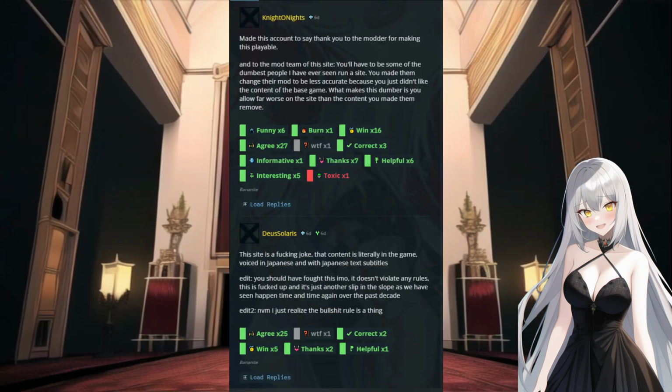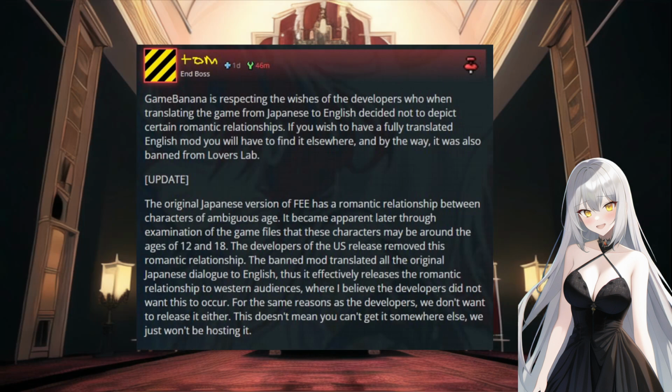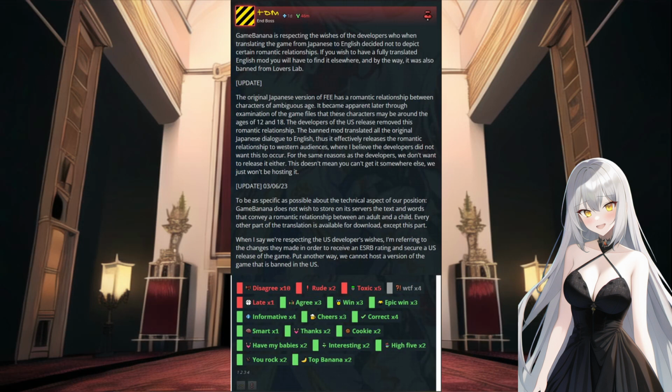After more backlash from the community on both the comments for the mod and on Twitter, they added to their justification. Here they explained that the original Japanese version of Engage has romantic relationships between characters of ambiguous age, and after examining the files, people found that one of the relationships is between a 12 and 18-year-old. The devs of the US release removed this dialogue, and GameBanana sides with the devs. They then say they don't wish to host a mod that conveys a relationship between an adult and a child. And they say the US devs made these changes so the game wouldn't get banned.